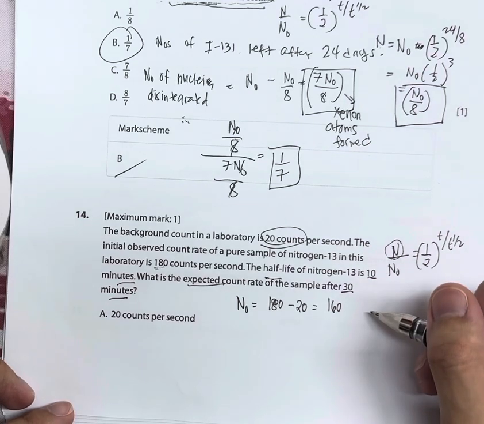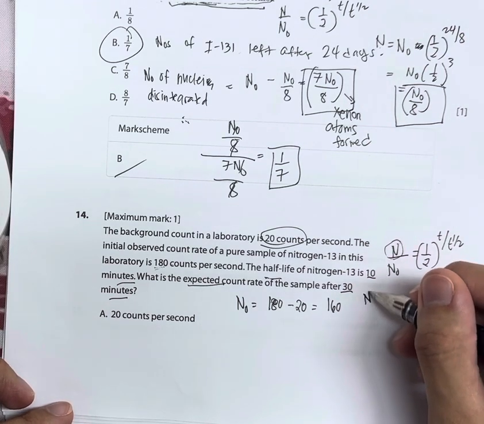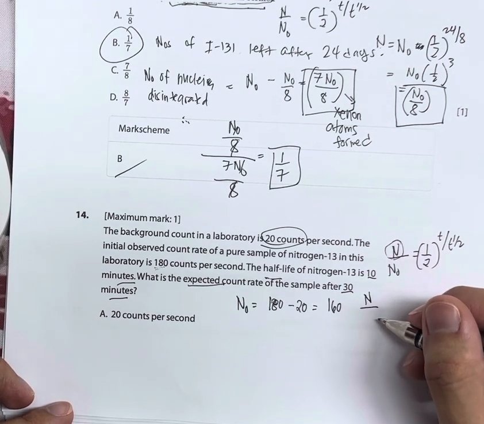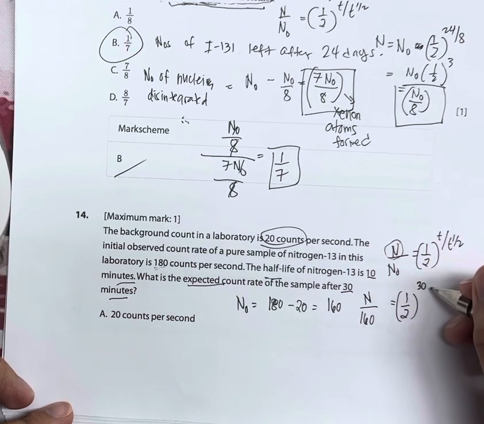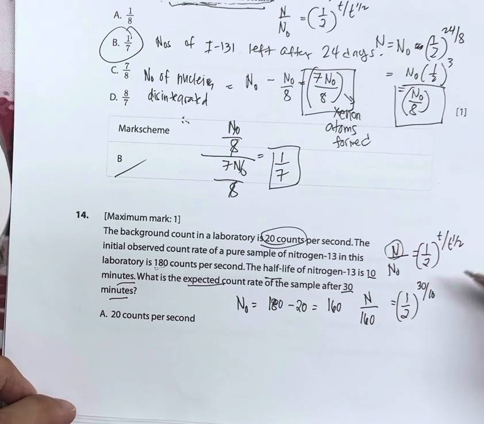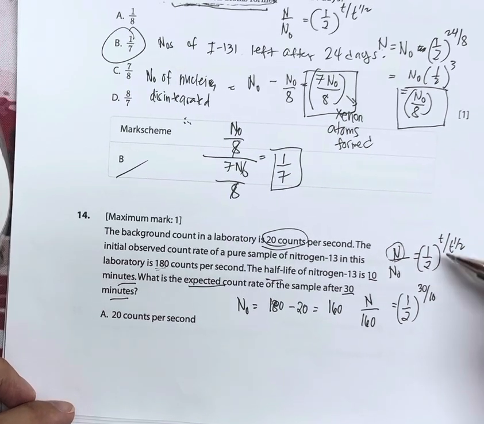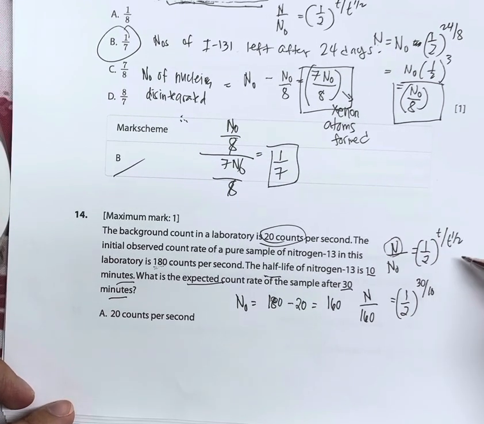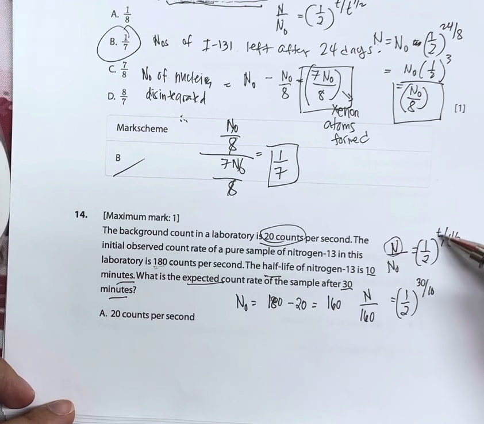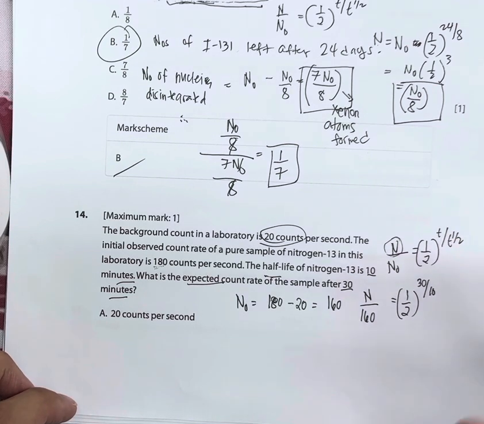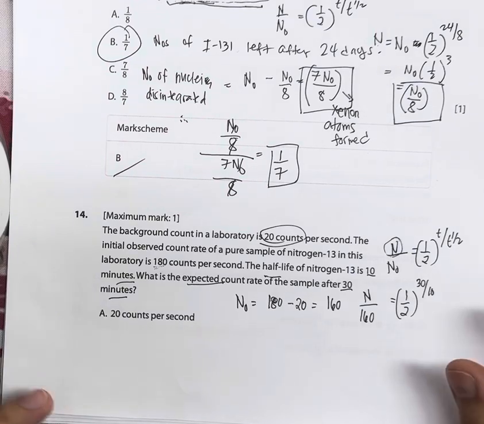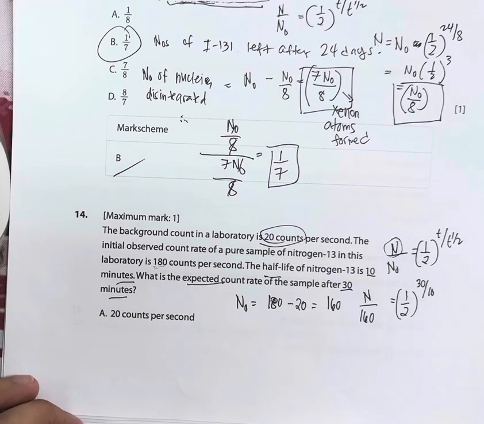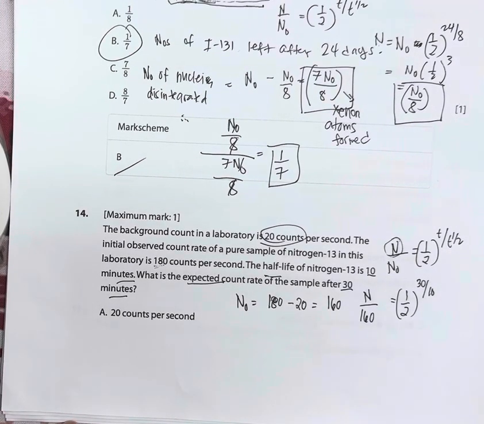So if I do that, this is going to be N over 160 equals 1/2 to the power of 30 over 10. Please don't get confused. Some students might put 10 for this T and then 30 for the half-life. The T here is just the time for the process to take place in general, whereas T to the 1/2 is specifically for half-life to take place.